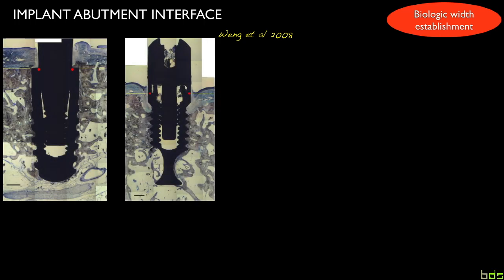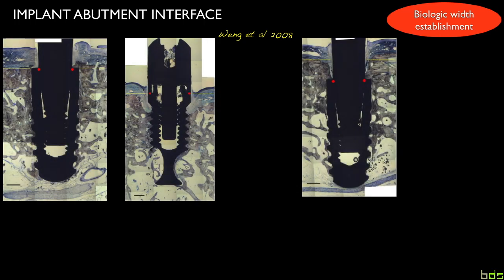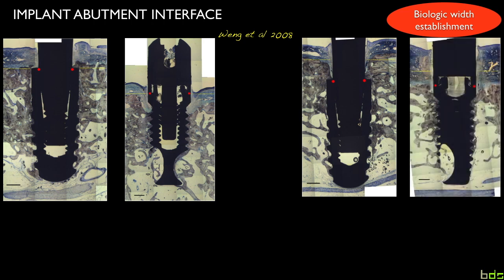Wang in 2008 compared two different implant systems. One is Ankylos and one is Brånemark. When he placed the Ankylos in an equicrestal position, he lost more bone than when he placed it 1.5 millimeters subcrestally. And the same phenomenon occurred for a Brånemark implant that is designed to be placed equicrestally. But when it was placed subcrestally, it lost less bone.